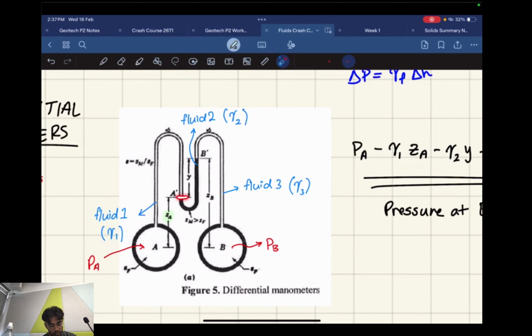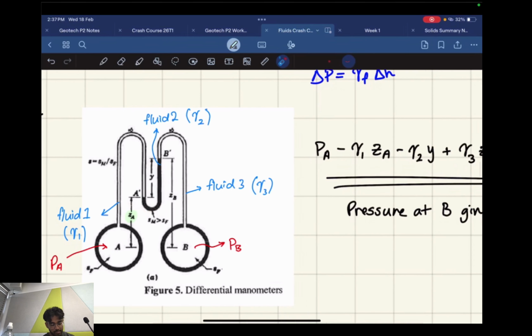Same thing with this fluid over here. Fluid number 2, the black one, is gamma 2. Because Y is the change in height and it's positive, so it's going up, right? It's going to be a negative, the black one. So it's minus gamma 2 times Y, this black fluid over here.